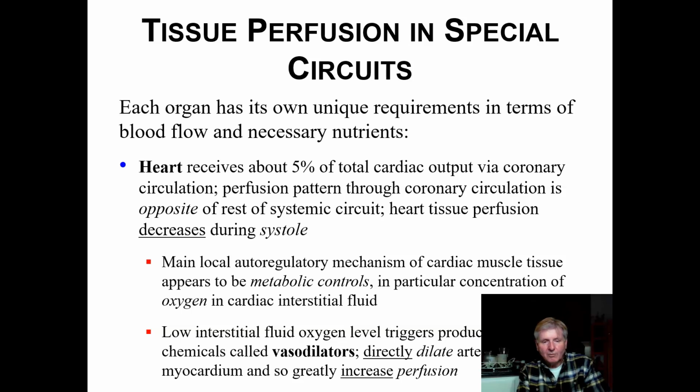Your main local autoregulatory mechanisms for cardiac muscle tissue are metabolic controls, and particularly the concentration of oxygen in your cardiac interstitial fluids. Low oxygen levels in the interstitial fluid will trigger vasodilators, chemicals like nitric oxide, which directly dilate the arterioles serving the myocardium, and that greatly increases perfusion.